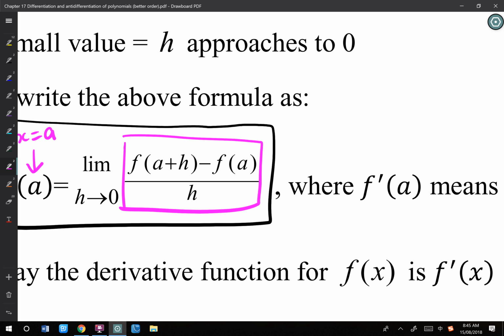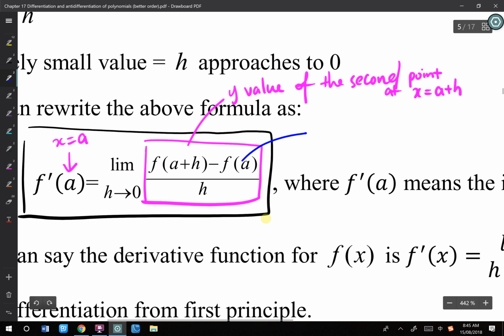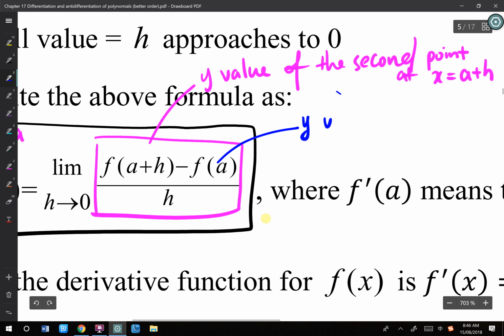What's f(a plus h)? The y value of the second point, okay? It's not the point you're trying to investigate, it's the y value of the point moved a little bit right or left compared to that point. It is the y value of the second point at x equals a plus h. So that's the y value. What's f(a)? The y value of the point you're trying to investigate, the y value at x equals a.